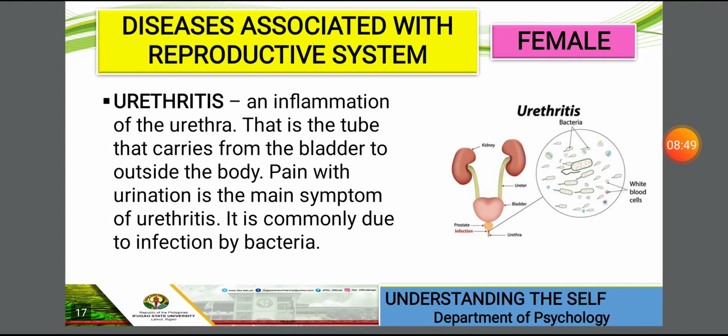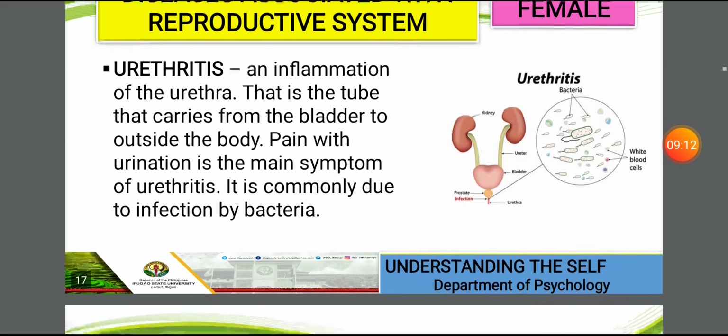And for the female, we have urethritis, an inflammation of the urethra, that is the tube that carries urine from the bladder to the outside of the body. Pain with urination is the main symptom of urethritis. It is commonly due to infection by bacteria. That's why if you have this, strong antibiotics are prescribed to you so that you'll be healed. Okay?